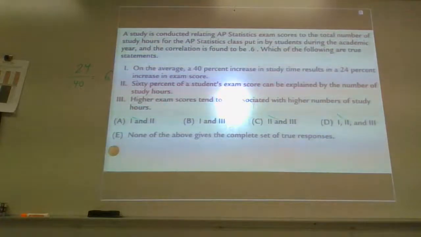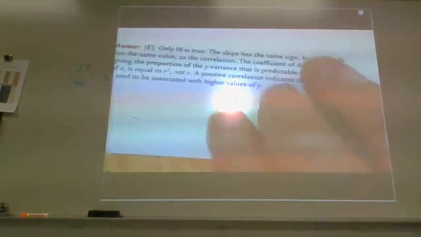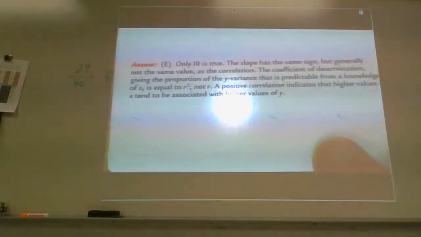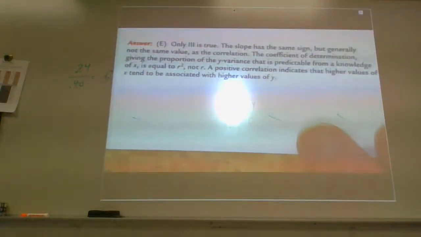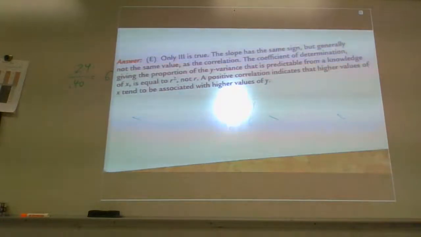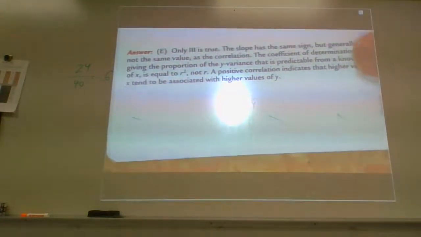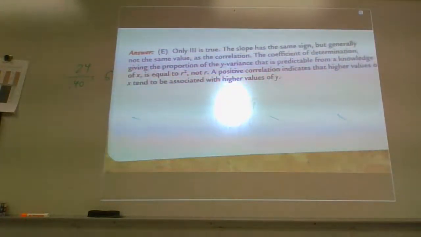Let's see what the back of the card says. Oh, yeah. Oh, no, it fell. Answer Z. The slope has the same sign, but generally not the same value as the correlation. The coefficient of determination, giving the proportion of the Y variance that is predictable from a knowledge of X, is equal to R squared, not R. A positive correlation indicates the higher values of X tend to be associated with higher values of Y.